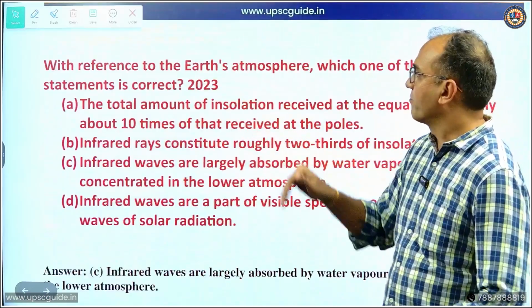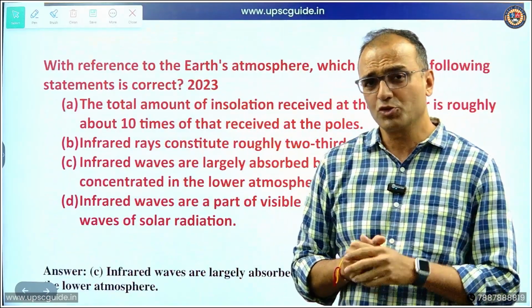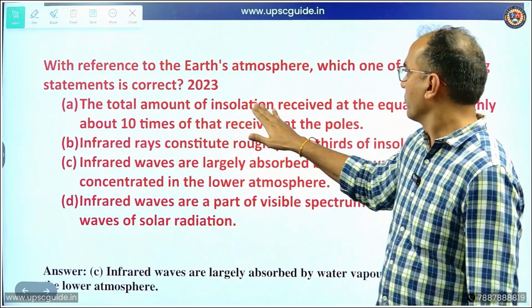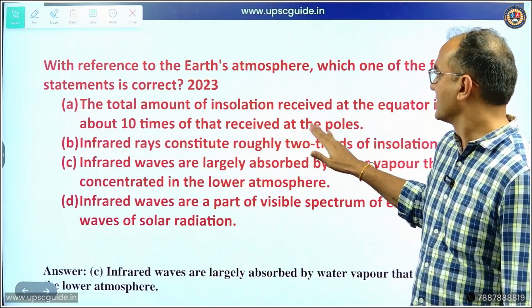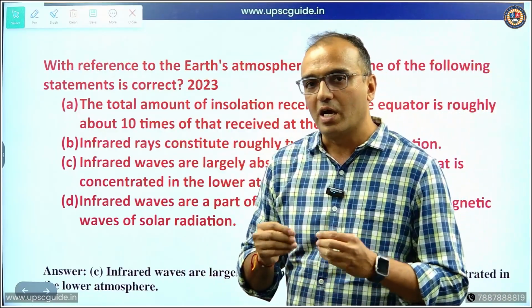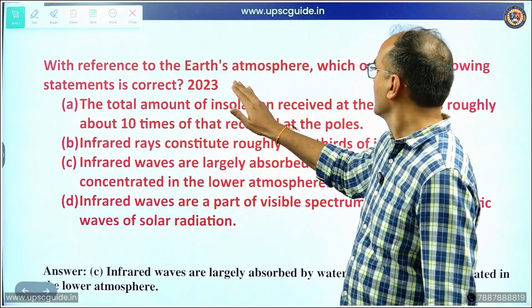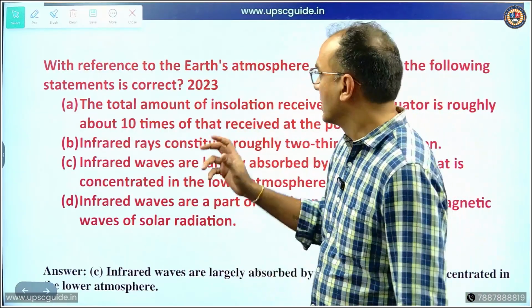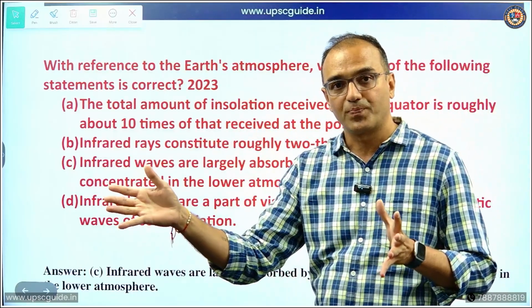Now, with reference to the Earth's atmosphere, which one of the following statements is correct? So now this question is regarding the atmosphere of the Earth. The total amount of insolation received at the equator is roughly about 10 times of that received at the poles. See, insolation is incoming solar radiation. The question is saying that the total amount of insolation received at the equator is 10 times that at the poles, right?